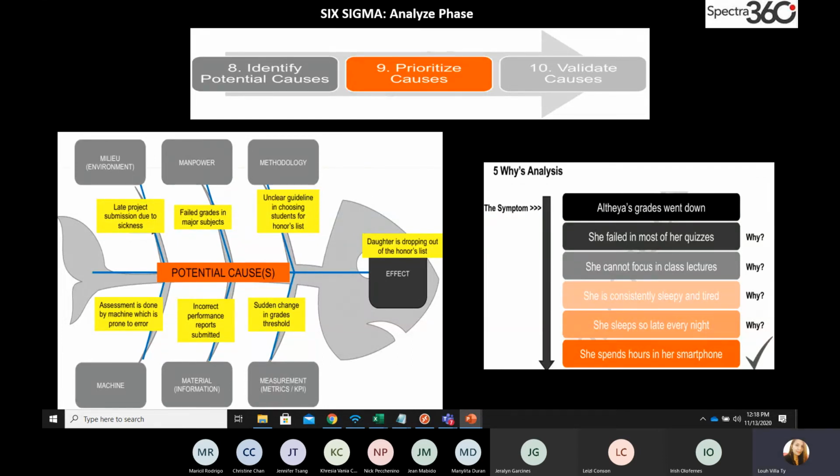There's also the 5 whys analysis. During your project, you can use either one, depending on what's applicable to the problem. You can use the fishbone diagram or you can also use the 5 whys analysis. For the fishbone diagram, you need to follow the 6 M's as your guide. It's called fishbone because it looks like a fish and the problem is in the head. Then for the root causes, you use the 6 M's as your guide. The causes could be manpower, methodology, machine, material, measurement. I will have an example for this later on.